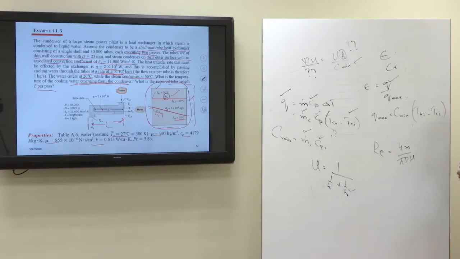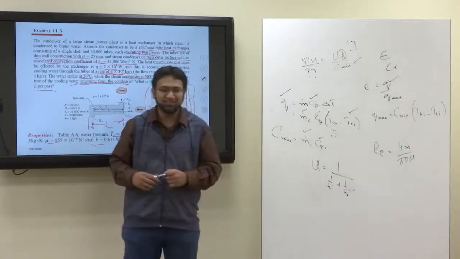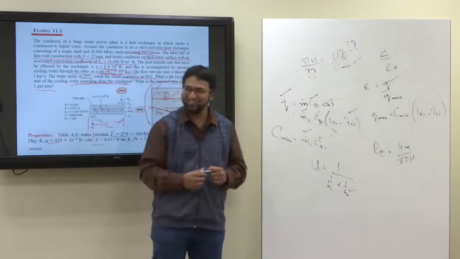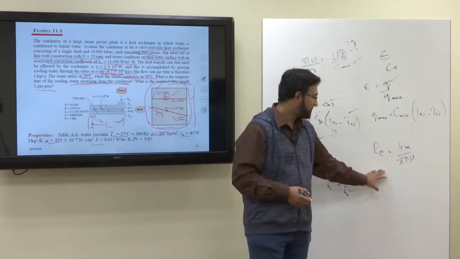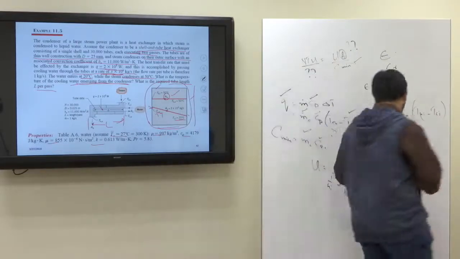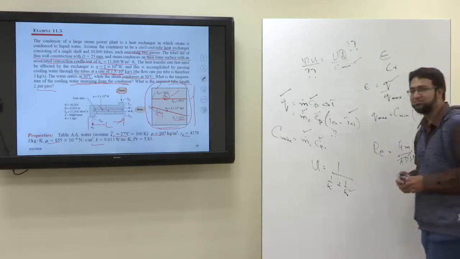So 4 m dot upon pi d mu. Now mu is a property that you already know. Diameter you know. Pi you know. 4 you know. Let's talk about m dot.